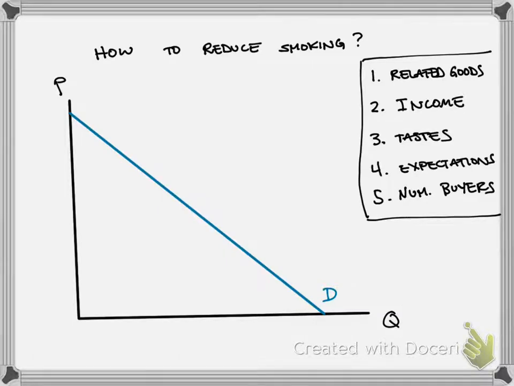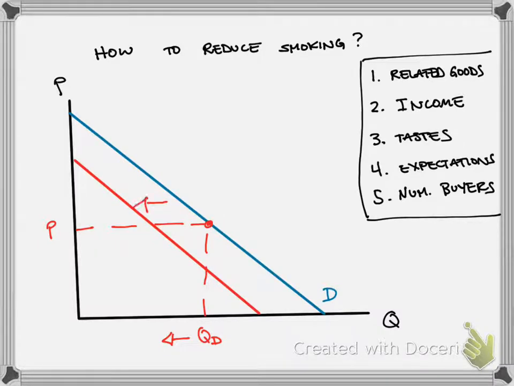So let's go one by one to see what has been done in the past to affect the demand, because where we might be right now is here, might be the price of cigarettes, and here is the quantity demanded. We want this quantity to be lower. So in a sense, given that same price, we want our demand curve to shift in. So that's what we want to do. Now let's see what tools we have to be able to do that.